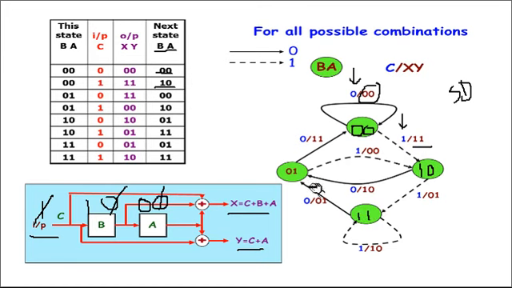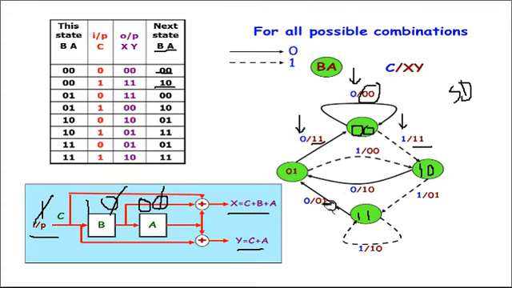Now let's consider a random case, let's say 0 1. If I consider the 0 1 state, when the input is 0, the output will be 1 1. Here it is mentioned. So when the input is 0, the output will be 1 1. But what is the next state? It is 0 0. That's why the arrow is directed over here to the 0 0 state. This is considered for the input bit 0.